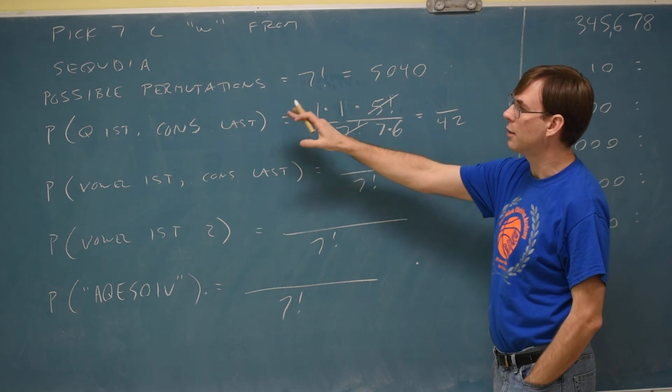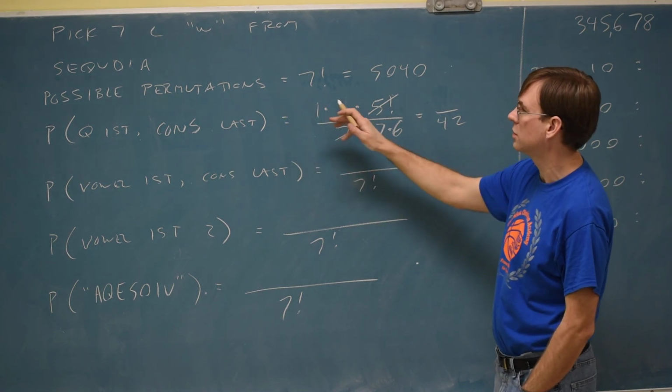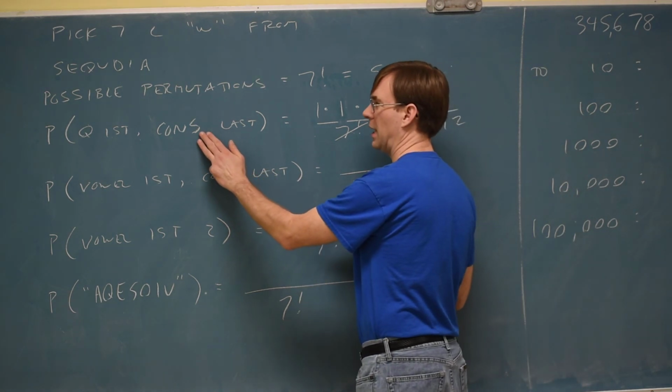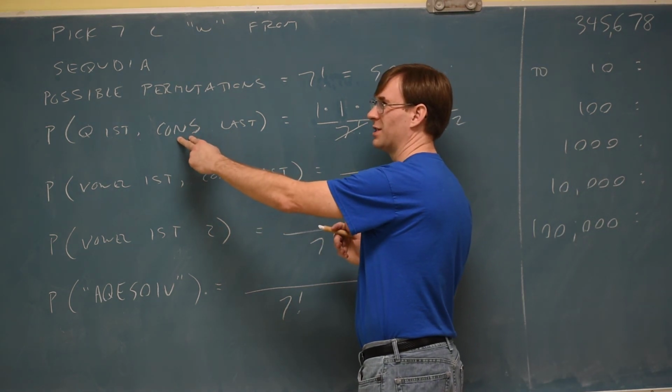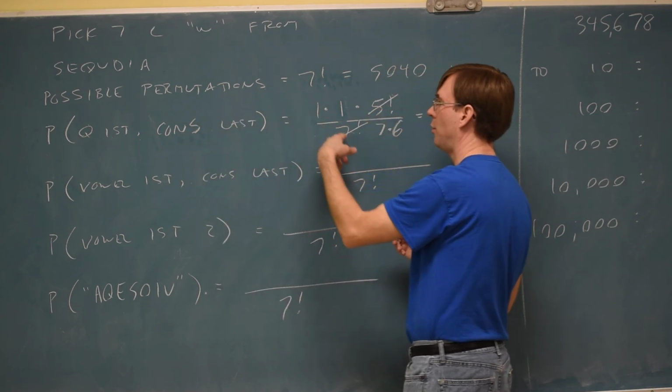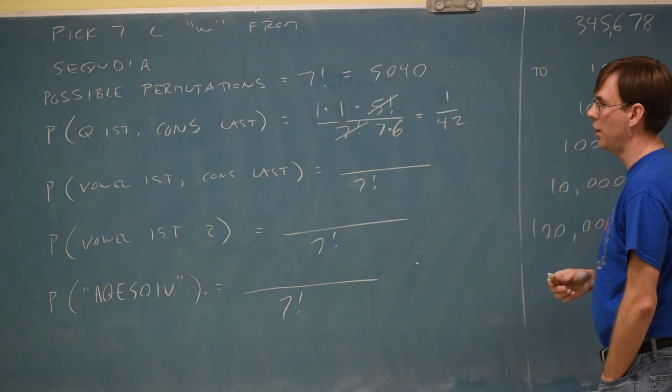The Q had to go in a certain position and it got used, so you're only left with one other consonant position. Me saying a consonant last is the same thing as saying an S has to go last, and there's only one choice because S is your only other consonant. That would be 1 over 42.